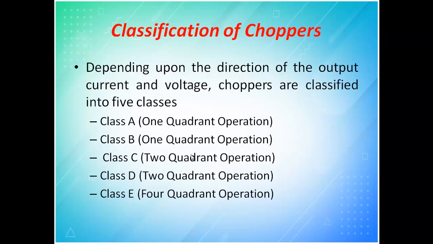Then comes the classification of chopper. Depending upon the direction of output current and voltage, choppers are classified into 5 classes. So now we will see what is meant by classification of chopper based upon output current and voltage direction. With respect to direction of output current and voltage flow, we classify choppers as class A, class B, class C, class D and class E.